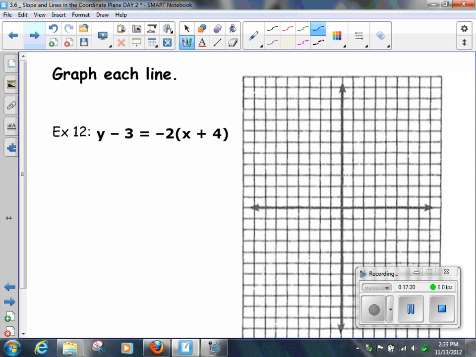How about this one? Do you guys know what format this is in? And I don't teach this. This is called point slope format. Please write that down. Point slope format. Or not. Just look at it, you know. Whatever. Do whatever you need to do. I'm just a teacher.